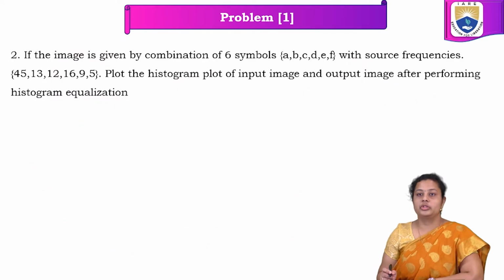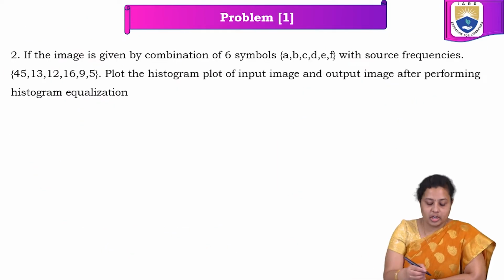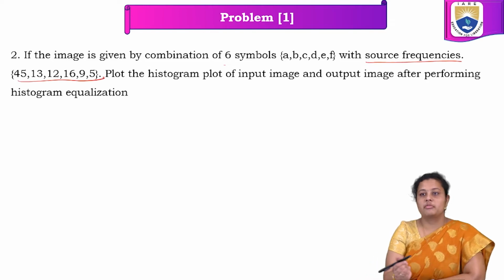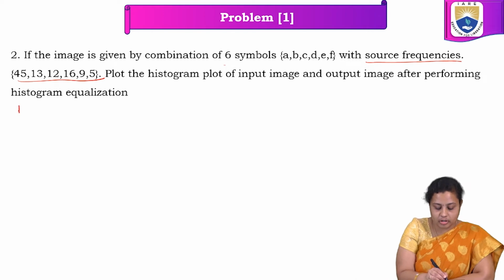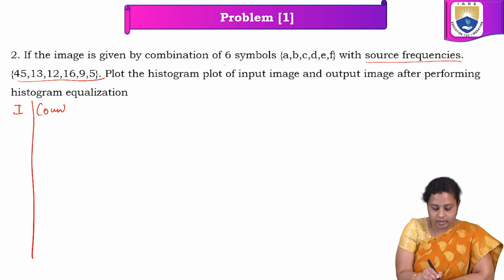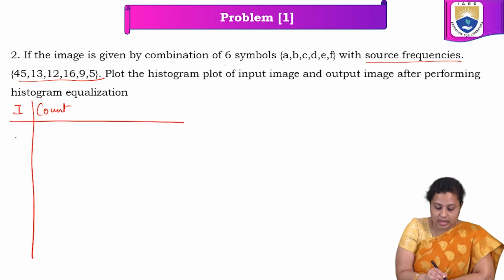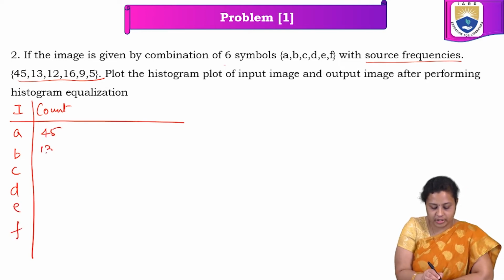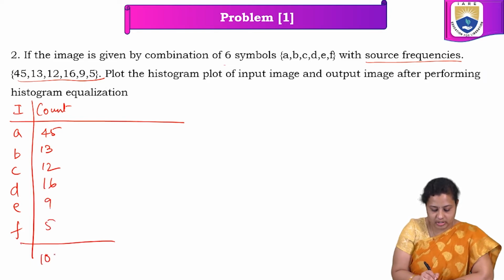Now let's go to the next problem. Here we are given a combination of 6 symbols A, B, C, D, E, F, and the source frequencies are directly given here. So we have been given the possible intensity values and the count. We have A, B, C, D, E, F, and the counts are 45, 13, 12, 16, 9, 5. So the total here is 100.